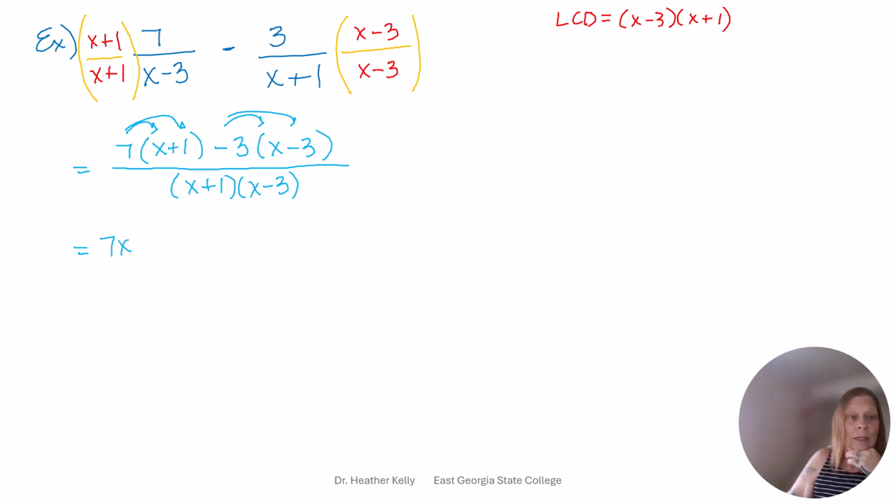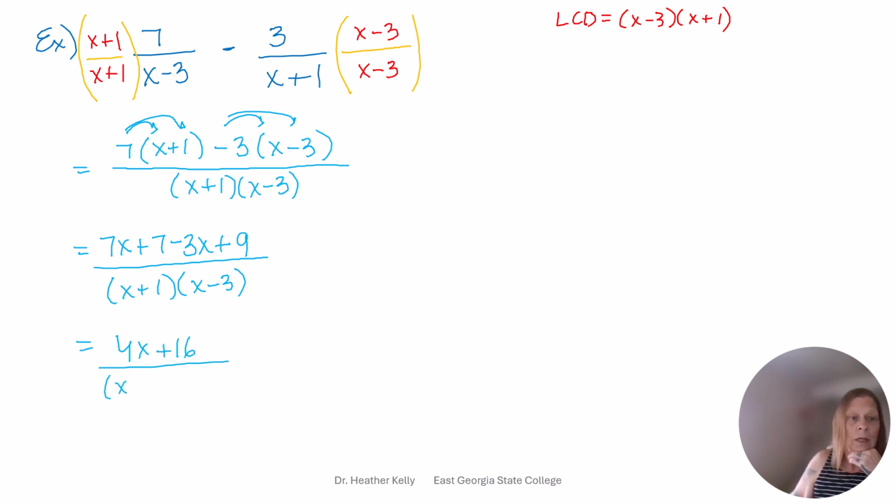So we have 7x plus 7 minus 3x plus 9 all over that one common denominator that we've just made. And then let's see, 7x minus 3x is 4x. 7 plus 9 is 16, over (x plus 1)(x minus 3). And because we're factoring completely here, we can pull a 4 out of the numerator and be left with x plus 4. And then the denominator is (x plus 1)(x minus 3).